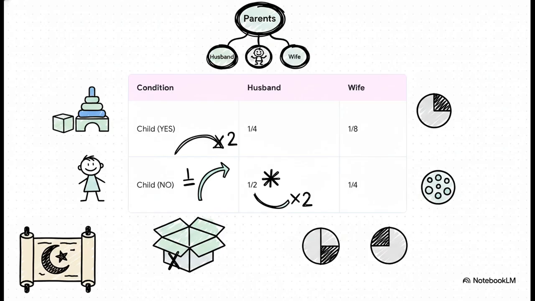If the answer is yes, there's a child, the husband gets 1/4 and the wife gets 1/8. But if the answer is no, their shares literally just double. The husband gets 1/2 and the wife gets 1/4. So the big takeaway here? The presence of descendants perfectly halves the spouse's share.